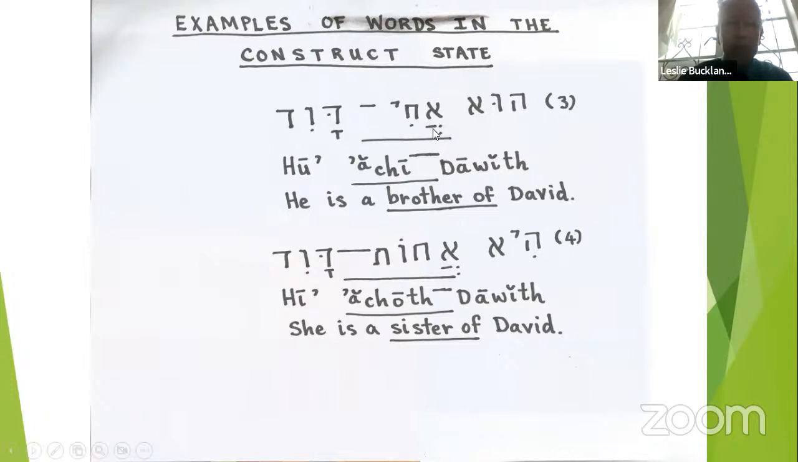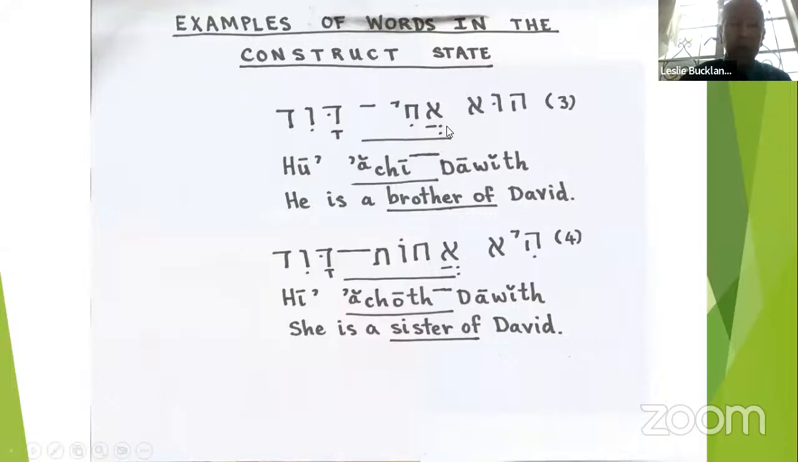hataf patach, which is a composite sheva, to indicate that this is a half vowel, and we are not going to dwell long here, but rush on to the other word. Achi David. He is a brother of David.